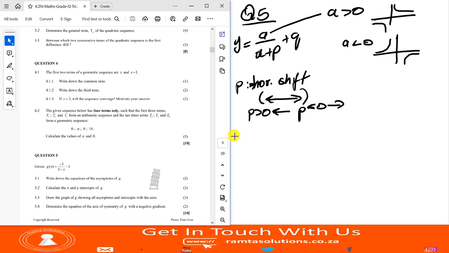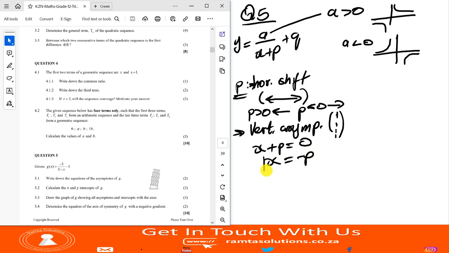This also gives us what we call the vertical asymptote. The vertical asymptote is a vertical line that your graph will never touch. We get this by saying the denominator should be 0. So if the denominator is 0, x plus p is 0. This will mean x is equal to negative p. Be careful, it should be like this.